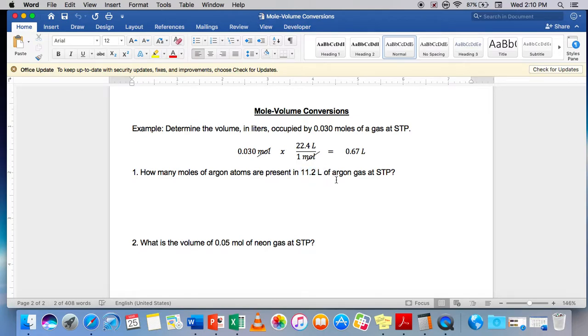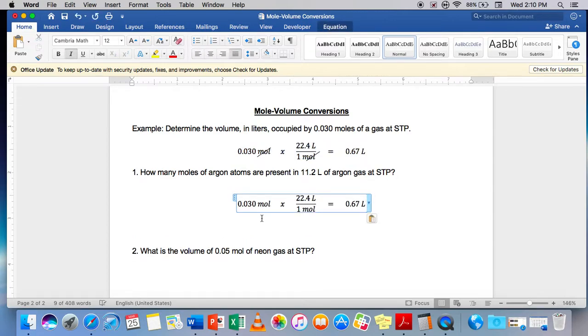When we're dealing with these mole volume conversions, you are going to be dealing with gases. We're measuring the volume of a gas. We always start with what is given. Again, I'm going to copy and paste this example so that I can just plug in my numbers from this problem. I know that I'm given 11.2 liters, so that is what I'm going to start with.